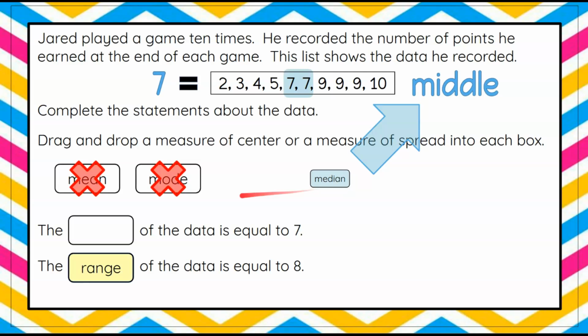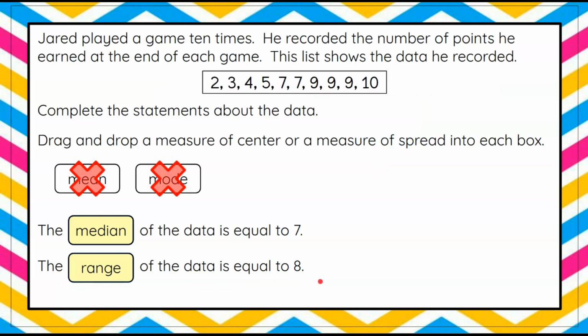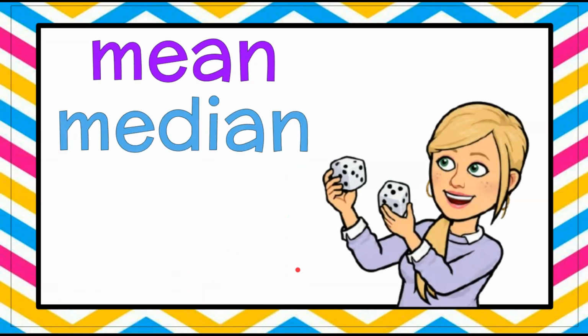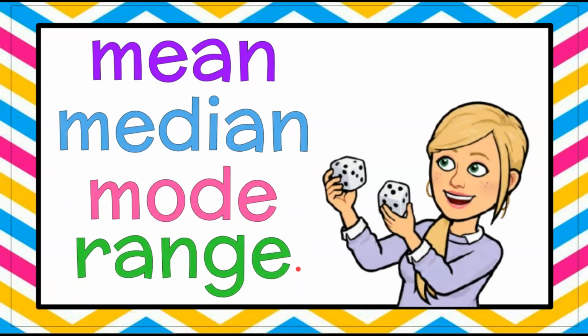So we're going to take median and drag and drop it. So the median of the data is equal to 7, and the range of the data is equal to 8. And that is how we find mean, median, mode, and range of a set of data.